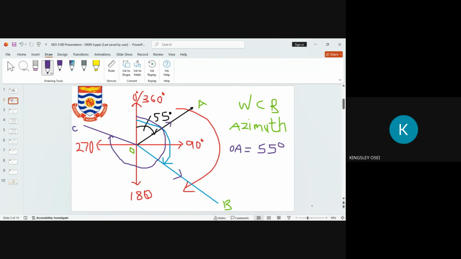How do we write the minutes and seconds? This is a degree. A minute would be written as a 0, with 1 tick at the top here. Then you can have a 0 with 2 ticks. That is seconds. 1 tick takes minutes, 2 ticks take seconds.